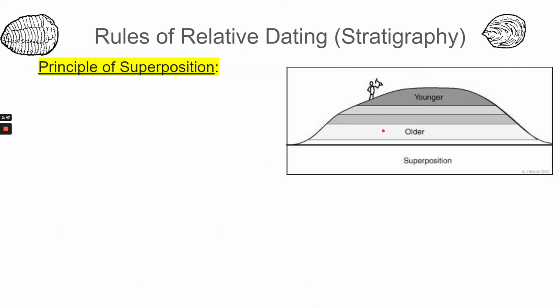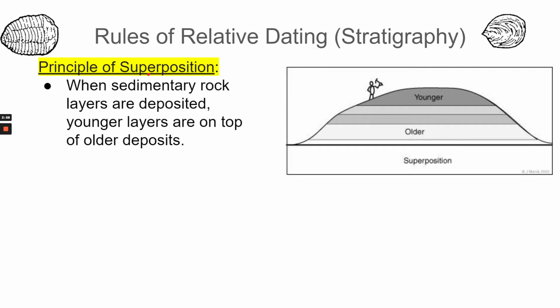Our next rule is the principle of superposition. So position means location. Super means above. So our principle of superposition means when sedimentary rock layers are deposited, the younger layers are always above. This is what we talked about when we looked at our explorations and we decided that the layers on top are younger than the layers on the bottom.